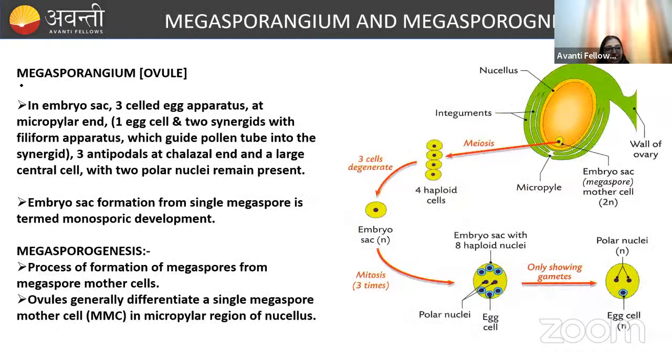Now moving next is the megasporangium. Megasporangium, we also refer to as the ovule. So now look at the figure. This is the ovule. In the center, this is the nucellus. Nucellus is diploid in nature. One of the cells of the nucellus at the micropylar end gets differentiated into the megaspore mother cell, which is diploid in nature. This big megaspore mother cell will undergo meiosis and 4 haploid megaspores are formed.